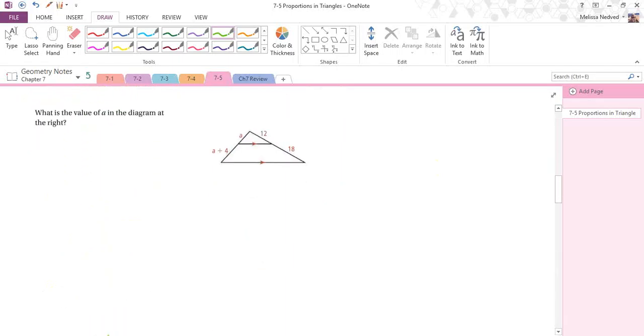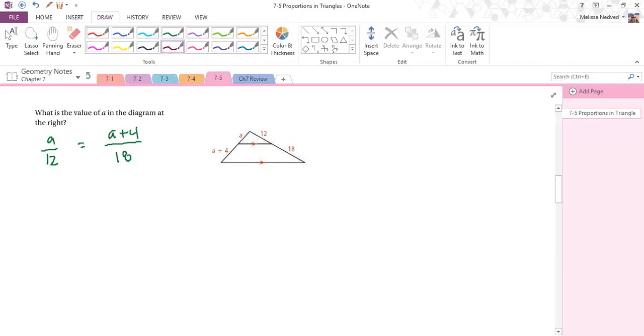And this one I'm going to set up a little bit differently. I'm going to show you that it still works. So I've got this triangle here. I've got a segment in here that is parallel to the bottom. So I know that it's cut those sides proportionally. Instead of doing the left equal to the right, I'm going to do the top equal to the bottom. I'm going to say A over 12, so top left over top right, equals bottom left, A plus 4, over bottom right, 18.